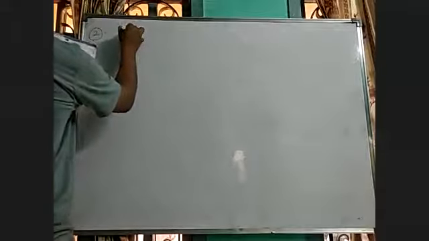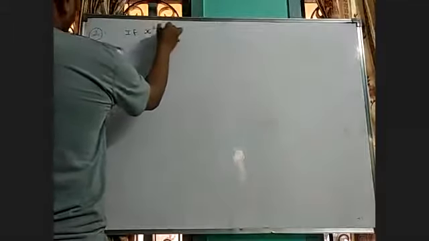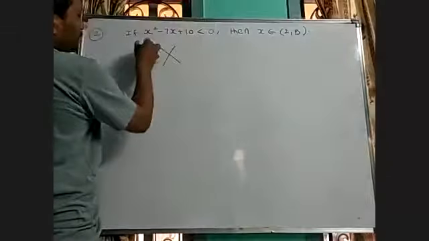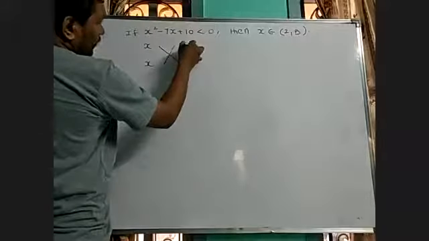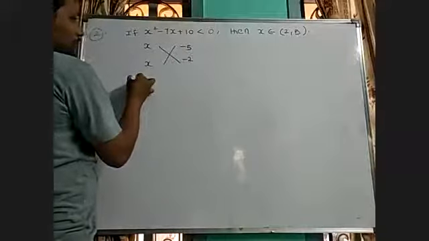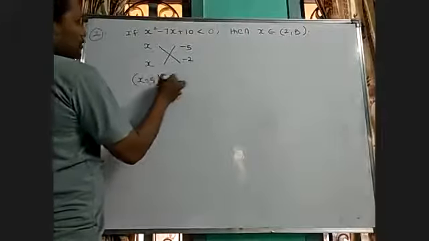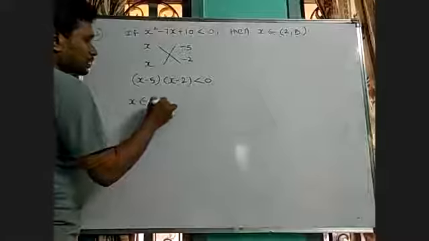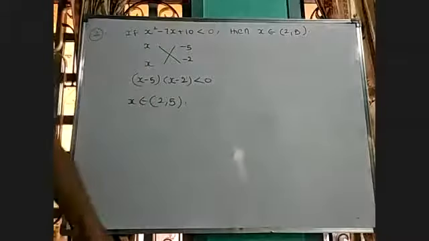Question number two, say that what do they give. If x square minus 7x plus 10 less than 0, then x belongs to 2 comma 5. They give 2 comma 5. If you see that, you can find the factors for this x square: taking 5 and 2, from this x minus 5, x minus 2 less than 0. That's why x belongs to 2 comma 5. This is correct. That's why assertion is correct.